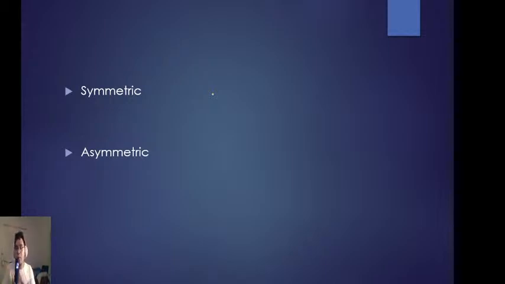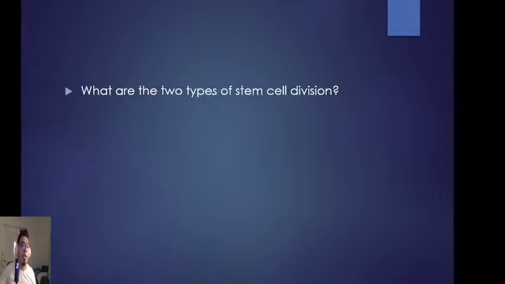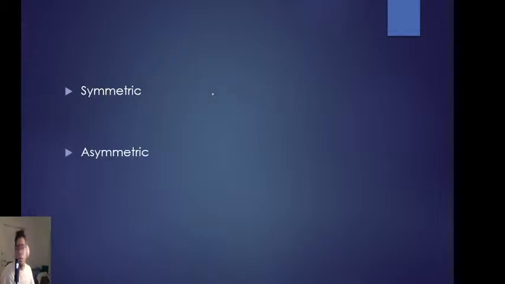So, for example, a rubriblast will divide into a rubriblast. That's a symmetric division. Asymmetric is when it divides and differentiates into a different cell type, from rubriblast to metarubricyte. Okay, that's the difference between symmetric and asymmetric. So it occurs also in stem cell division. All right. So I just needed you to understand that it could be symmetric, same type, or it could be asymmetric, a different type but same line.